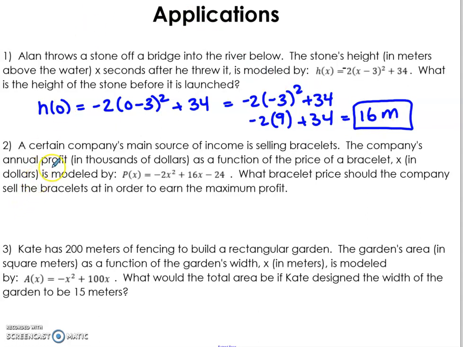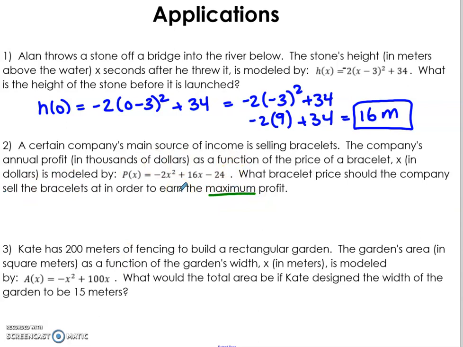Okay, question 2 here. A certain company's main source of income is selling bracelets. The company's annual profit in thousands of dollars as a function of the price of a bracelet x in dollars is modeled by this function. Okay, this is in standard form. What bracelet price should the company sell the bracelets at in order to earn the maximum profit? The key word here is maximum. Right? They want to have the maximum profit.